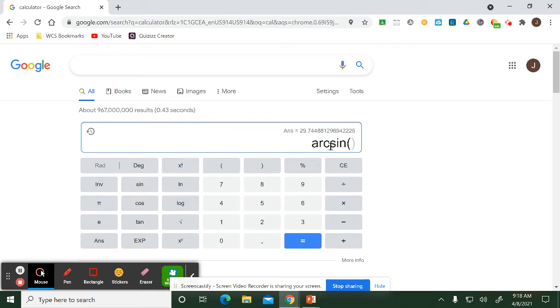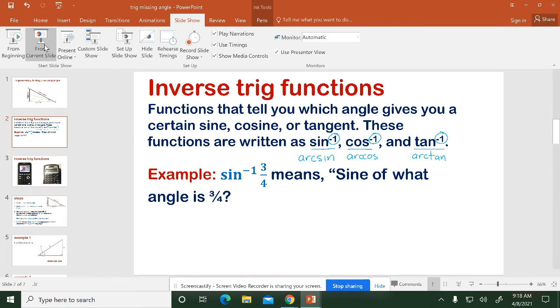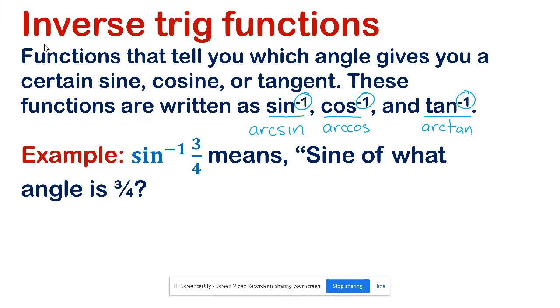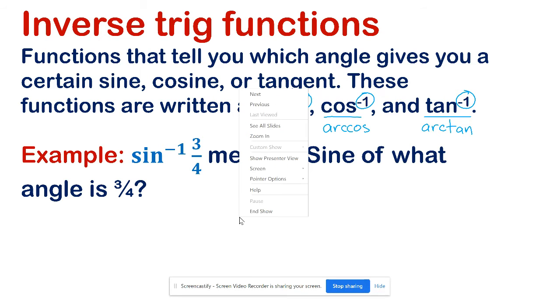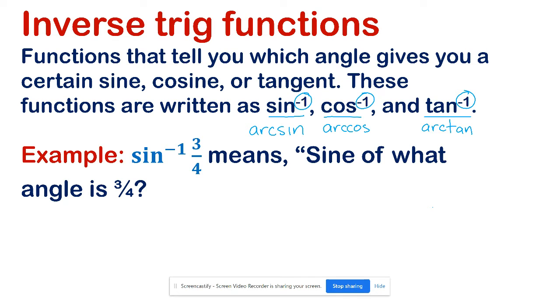So my sine I was working with was 3/4. So 3/4, I'm just going to type it as 3 divided by 4. You can always do that with fractions. Type it as division. And then I'm going to hit equals. And that tells me that to get a sine of 3/4, I would need an angle that is about, if I round this off, 48.6 degrees. So inverse sine of 3/4 is going to be 48.6 degrees. And that means a 48.6 degree angle would have a sine of about 3/4.